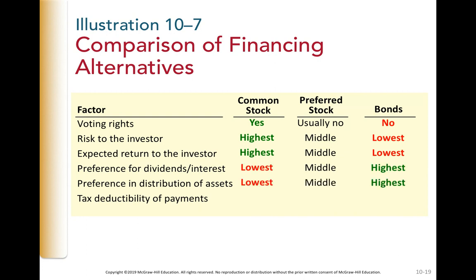For preference for dividends and interest, bonds are the highest, common stock is the lowest, and preferred stock is in the middle. In terms of preference and distribution of assets, bonds are the highest, common stock is the lowest, and preferred stock is again in the middle. For the tax deductibility of payments, bonds can be deducted, common stock cannot, and preferred stock usually cannot.